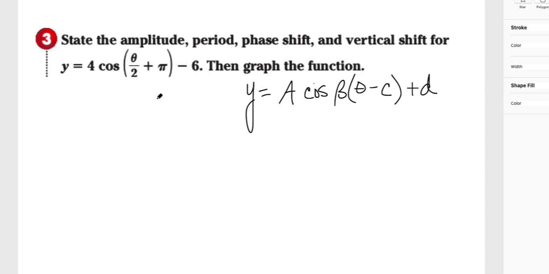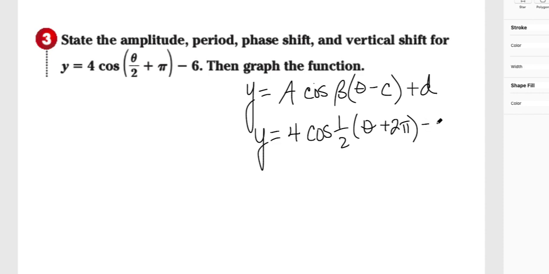In this equation, if I write it in that form, I get y is equal to 4 times the cosine. What is the coefficient of theta? 1/2. I'm factoring out 1/2, so we've got to think about this. When I factor out 1/2 here, this just becomes theta, but when I divide this by 1/2, I actually get 2 pi. Y'all with me? I hope you are. Plus or minus 6.